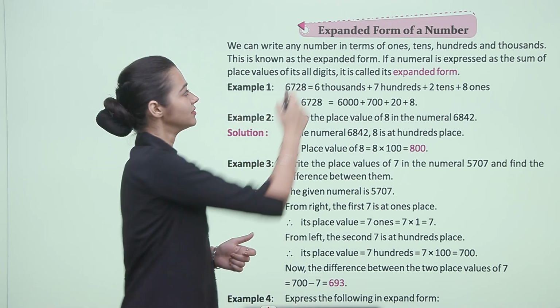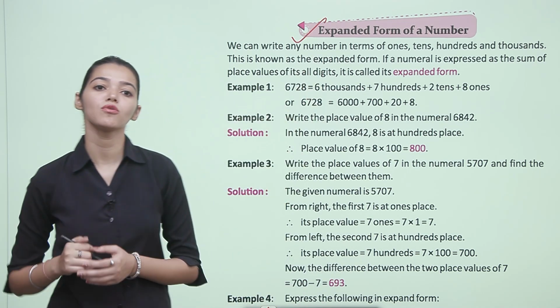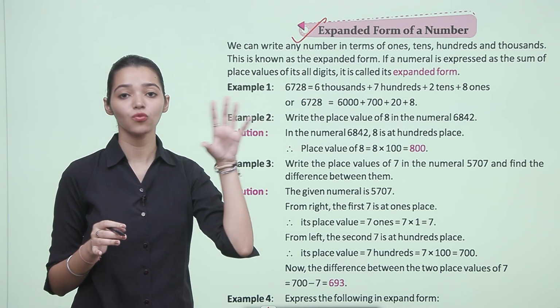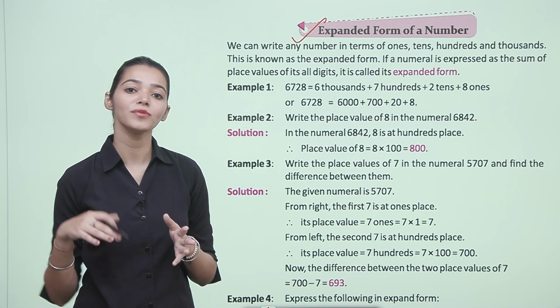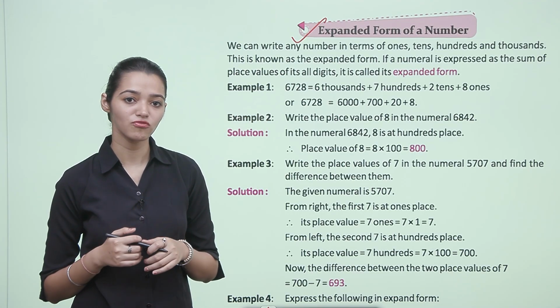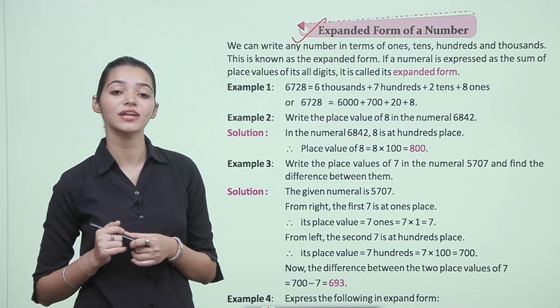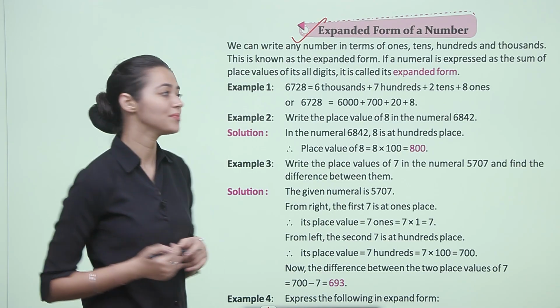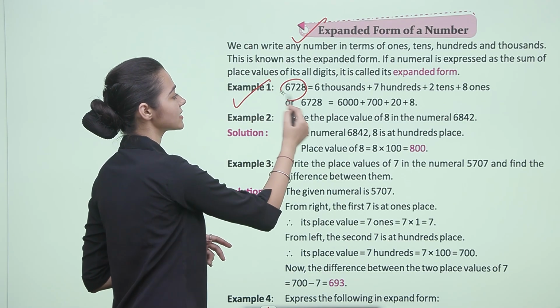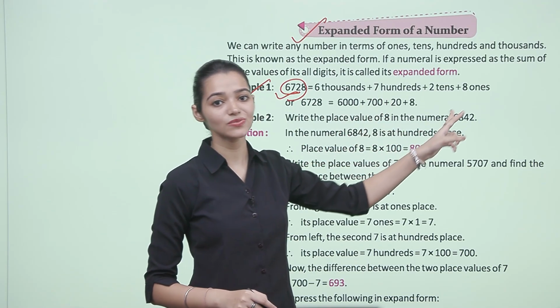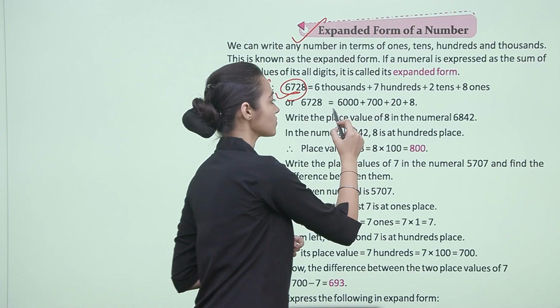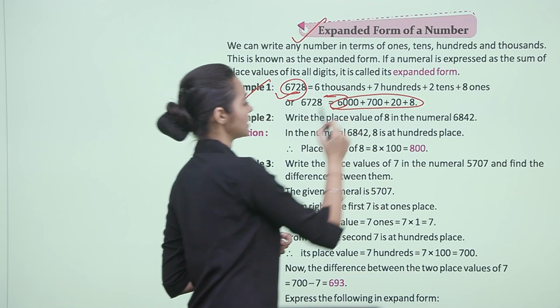Now let's look at the expanded form of a number. We can write any number in terms of ones, tens, hundreds and thousands. This is known as the expanded form. If a numeral is expressed as a sum of the place values of all its digits, it is known as the expanded form. For example, in the first part, we have to write its expanded form. That will become 6000 plus 700 plus 2 tens plus 8 ones. That means 6000 plus 700 plus 20 plus 8.